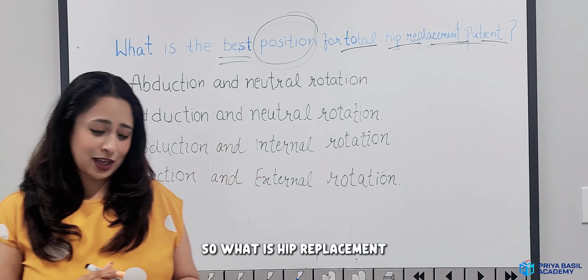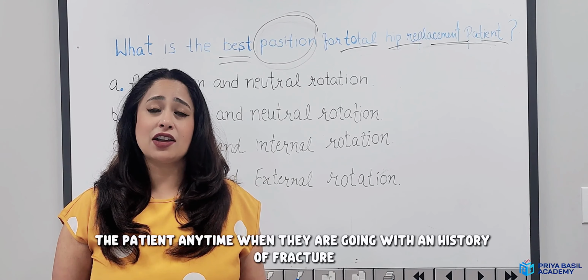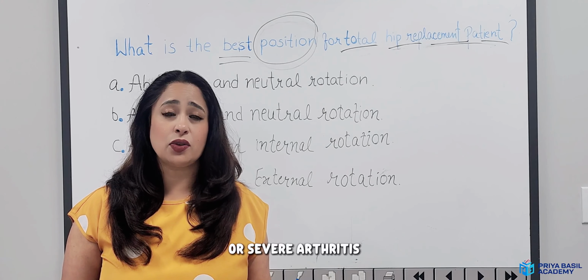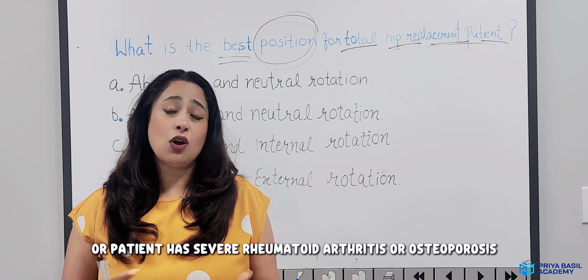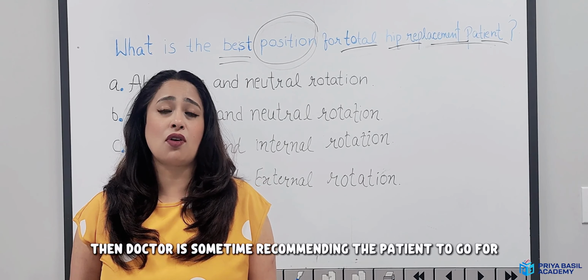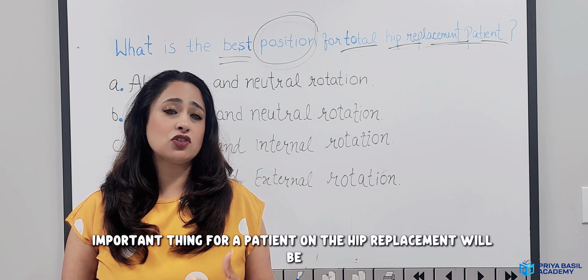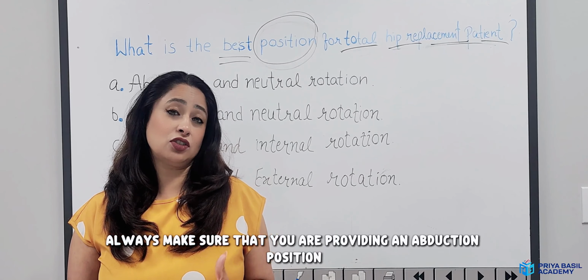So what is hip replacement? When a patient has a history of fracture that is not getting proper fixation, or severe arthritis, severe rheumatoid arthritis, or osteoporosis, the doctor sometimes recommends a hip replacement. As a nurse, the most important thing for a patient with a hip replacement is to always make sure that you are providing an abduction position.